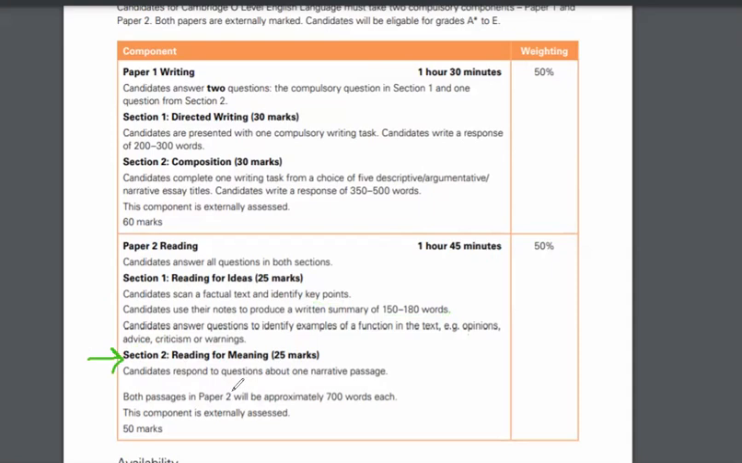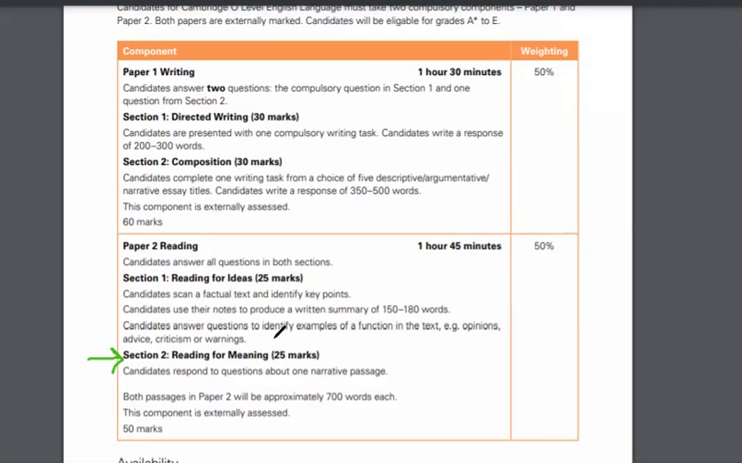Both passages in paper 2, and then there are multiple short questions, as you have already done in book 7, and you will do short questions at the end of each comprehension text in book 8 as well. So these are going to be similar to what we experience in our textbook.